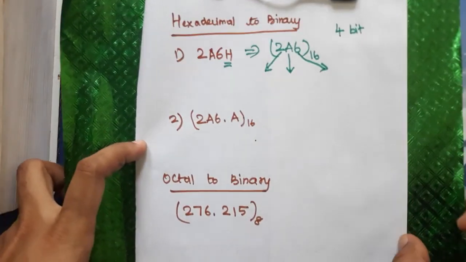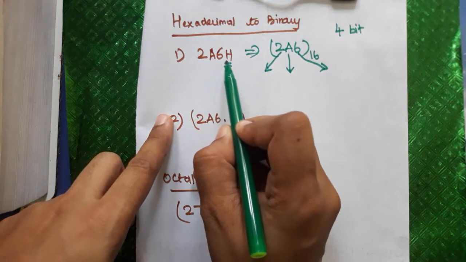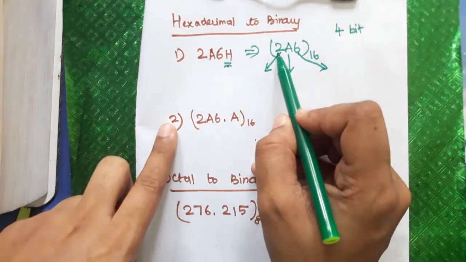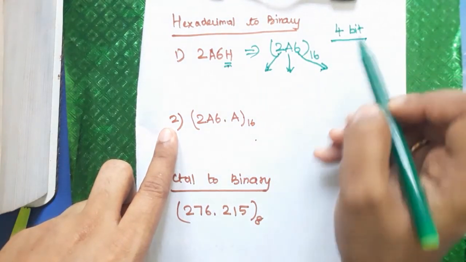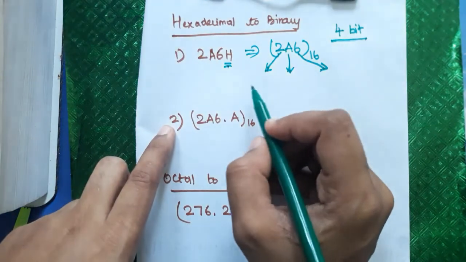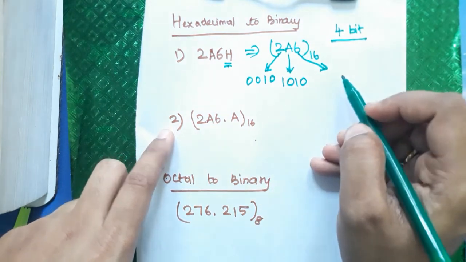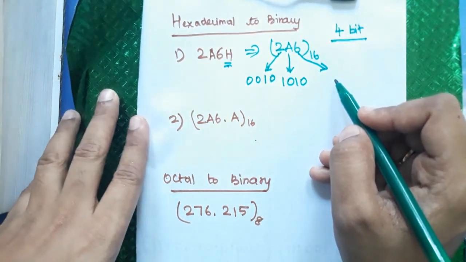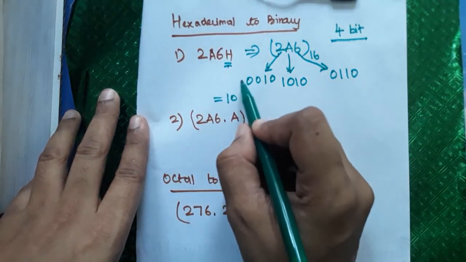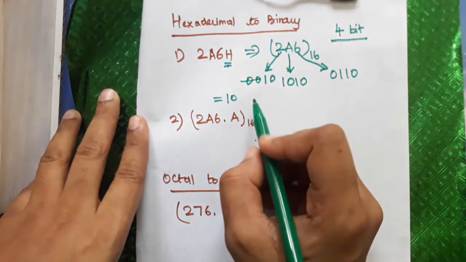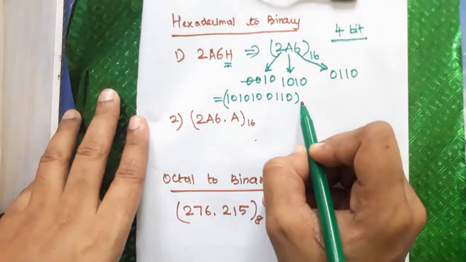Let's take an example of converting a hexadecimal to a binary number. Let's take 2A6H. H denotes hexadecimal, so I can write it as 2A6. Each digit can be represented as a 4-bit binary equivalent. So 2 can be written as 0010, A can be written as 1010 because it is equivalent to 10, and 6 can be written as 0110. So the answer is 1010100110. These two bits are insignificant. It is not necessary to mention the base 2.